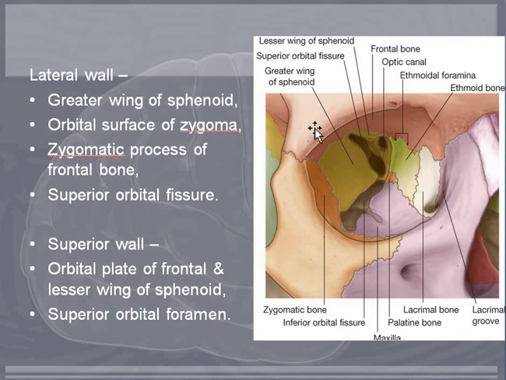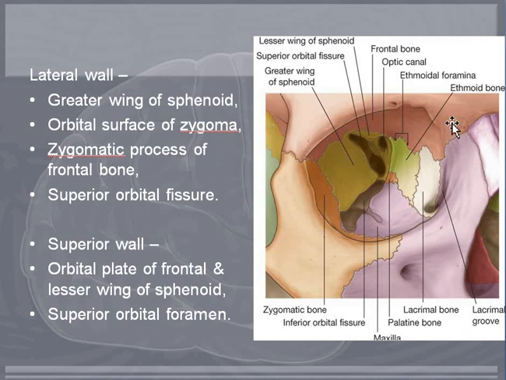Now comes the lateral wall. It is composed of the greater wing of sphenoid, this is the greater wing of sphenoid, the orbital surface of the zygoma, the zygomatic process of the frontal bone, and the superior orbital fissure. This is your superior orbital fissure. So this is your lateral wall.